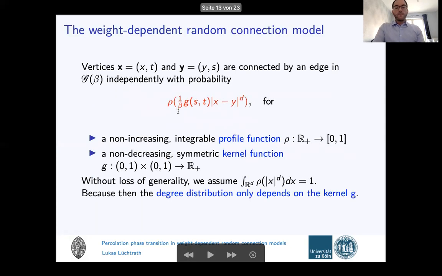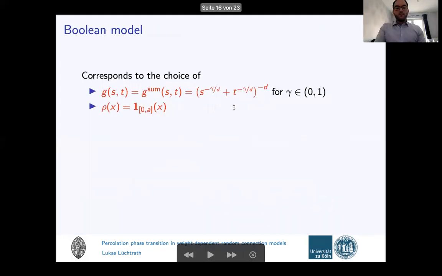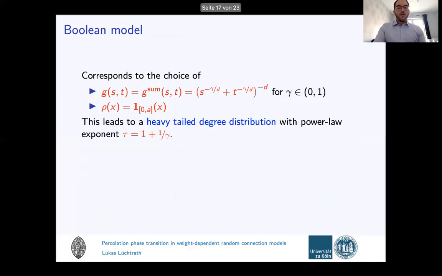So if we go back here, what does this mean? We have the distance of the vertices to the power of d divided by the sum of radii, also to the d, and this is all put in an indicator function. This basically means we connect both vertices when the ratio of distance and radii is below some threshold a. And this actually leads to a heavy-tailed degree distribution with power law exponent tau given by 1 plus 1 over gamma.